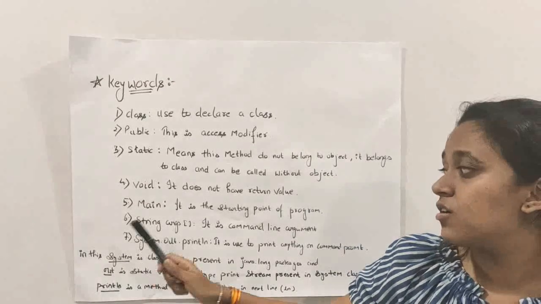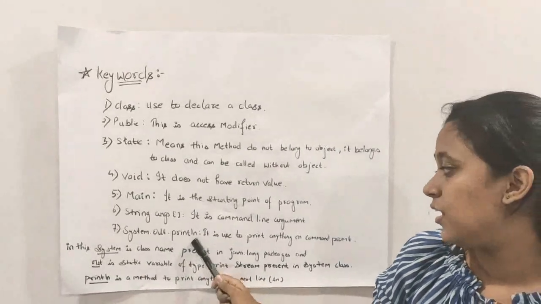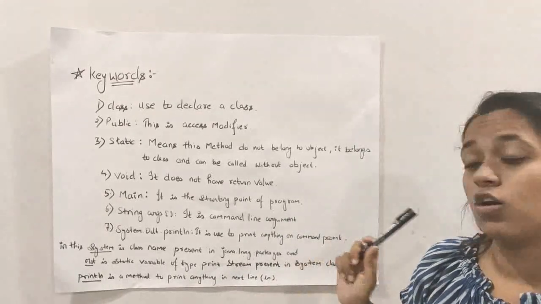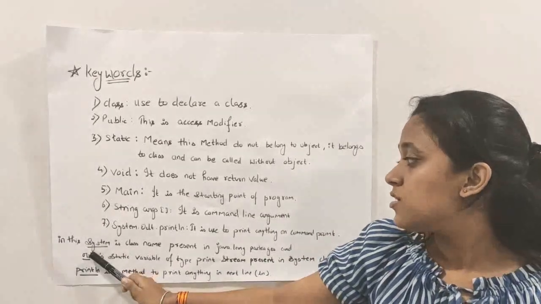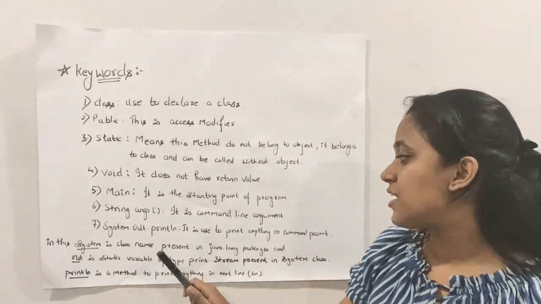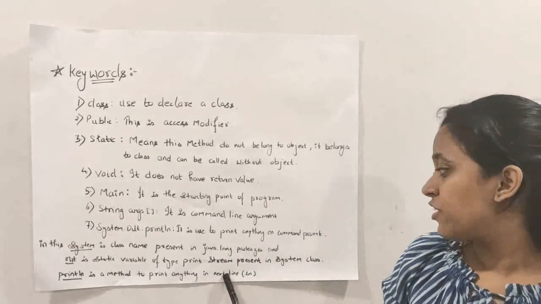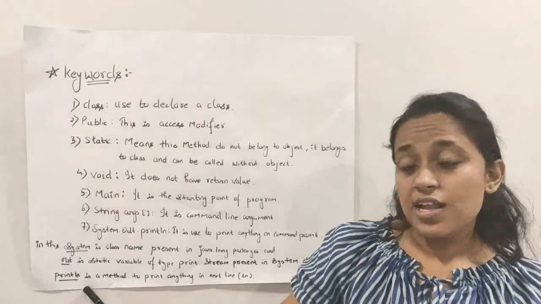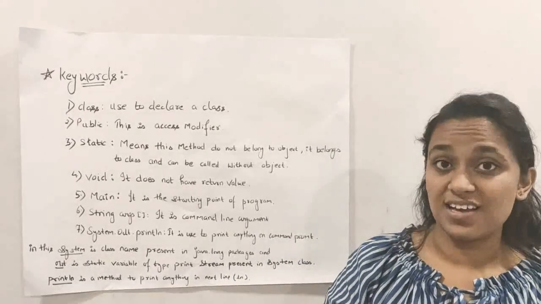Our seventh keyword is System.out.println. It is used to print anything on the command prompt. System is a class name present in the java.lang package and out is a static variable of type PrintStream present in the System class. Println is a method to print anything on the next line.